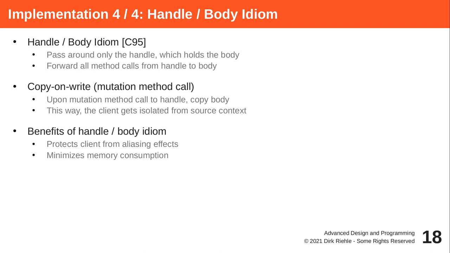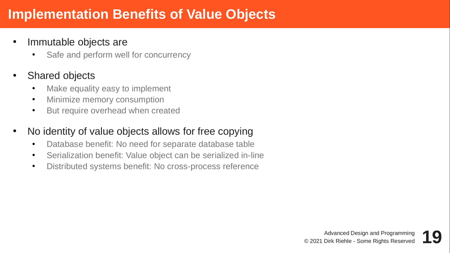There's yet another technique that might come in helpful, the handle body idiom, where you wrap a value and then use copy on write. You're creating a new instance, or a new body, as someone tries to call a method that mutates the body. So the handle receives the method call, and rather than changing the body, it just replaces the body with a new body that conforms to the result. And so it has the same effect of protecting you from aliasing and side effects, and also minimizes memory consumption.